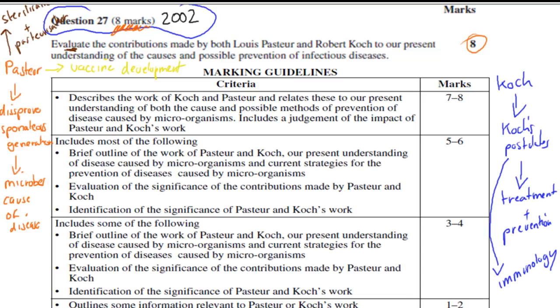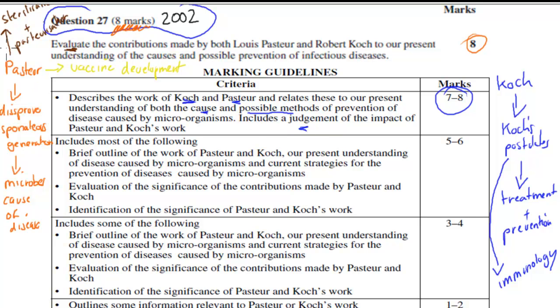So the dot point, that was a question, and the actual marking guidelines say this: to get full marks, so 7 to 8 out of 8, we need to describe the work of Koch and Pasteur, right? So talk about what they've done and relate these to our present understanding of both the cause and the possible methods of prevention of disease caused by microorganisms. Include a judgment of the impact of Pasteur's and Koch's work. So make the judgment, and that's part of evaluate, but also talk deeply about what they have done that has led to this better understanding, right?